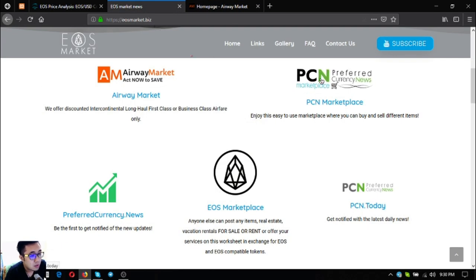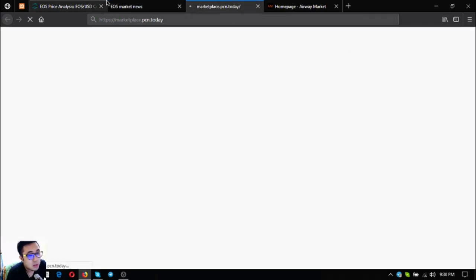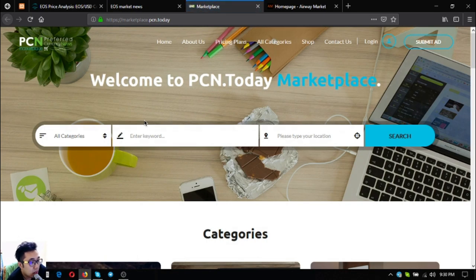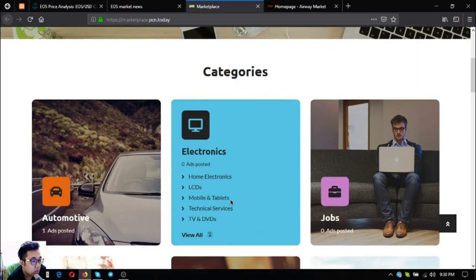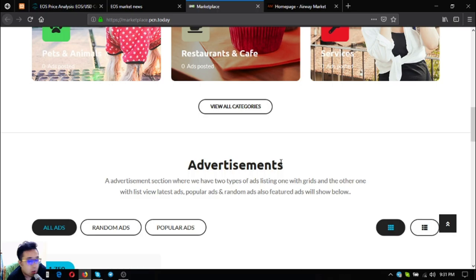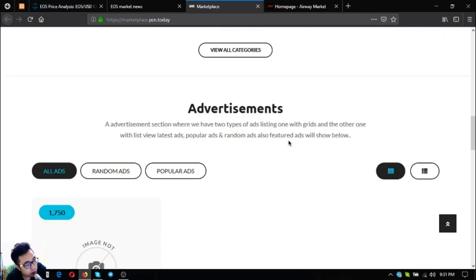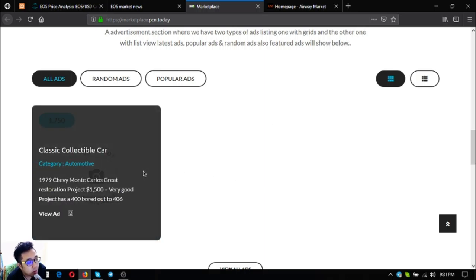The next is marketplace.pcn.today. It is an e-commerce or marketplace website where you can put your different items, which are also available in exchange for cryptocurrencies. There's a sample here like this one. Once you hover over it, the description of the ad will come out.